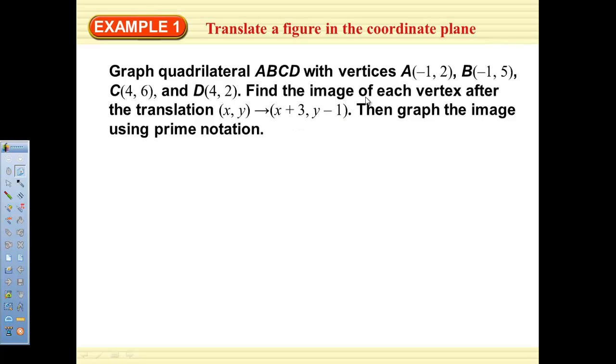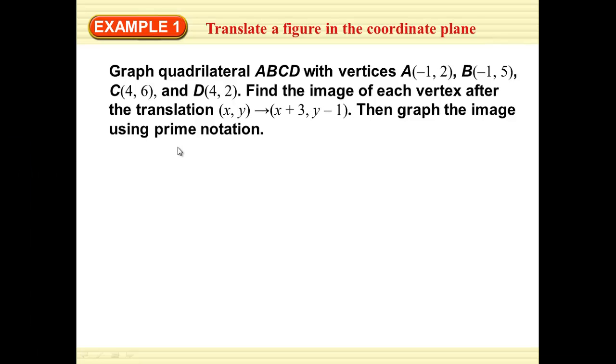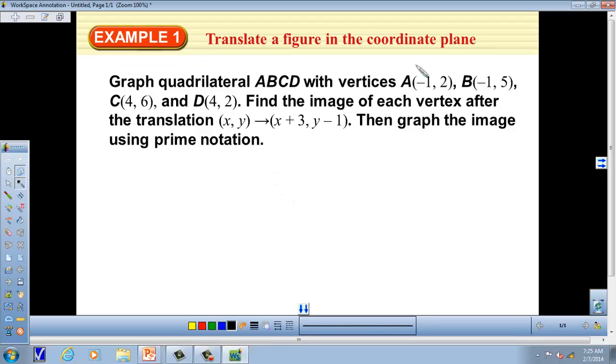So what we're going to do is take each point and add 3 to the x coordinate, and subtract 1 from the y coordinate. When we do this, what this does essentially is move the figure 3 units to the right because we're adding 3 to the x, and then it moves it 1 down because we're subtracting 1 from the y. When it says prime notation, that's where we put a little tick mark right above each of the letters, and I'll show you what that looks like.